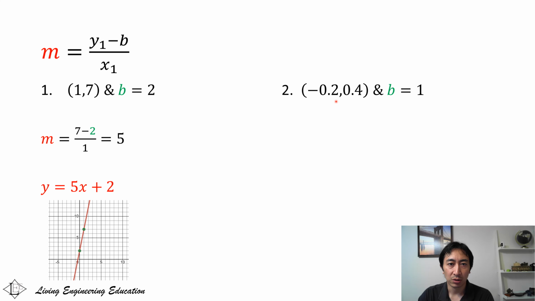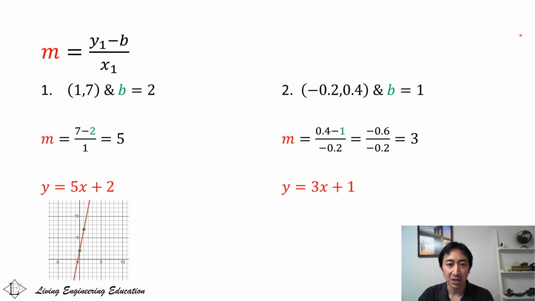Here we use non-round numbers, right? Decimal values, negative 0.2 and 0.4 for our point 1 and y-intercept of 1. It's the same exact process. We'll say y1 minus b, which will be 0.4 minus 1, and then divide that by negative 0.2 for our x1 value. So for our numerator, we'll get negative 0.6, denominator negative 0.2. The signs cancel each other out, and we get 3 for our slope. And so we get a linear equation of 3x plus 1.